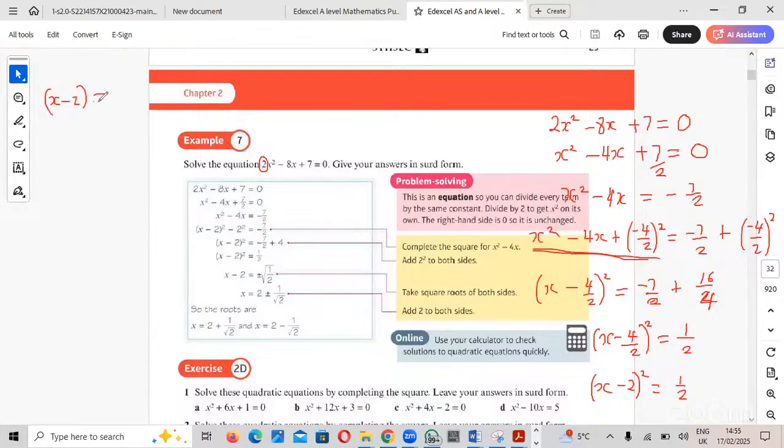Now we take the square root of both sides. The square root of 1 over 2, with x minus 2 on the other side, there will be plus or minus here. This gives us x minus 2 is equal to plus or minus 1 over root 2, which is the same thing as x is equal to 2 plus or minus 1 over root 2.